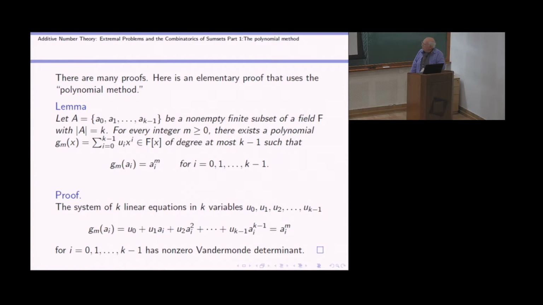So if you look at that as a system of linear equations where the coefficients are these a's, you have k linear equations in k variables. The k variables are the coefficients of the polynomial. And for example, the determinant of that system of equations is the non-zero Vandermonde determinant. So you can solve the linear equations and you get the existence of these polynomials. I mean, you can do it by Lagrange interpolation. You can do it in whatever is your favorite way to construct a polynomial. But these are important polynomials in this application of the polynomial method.